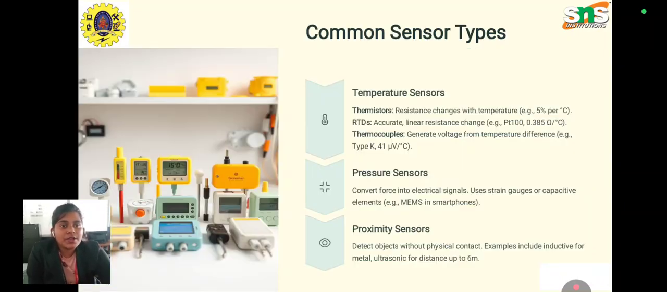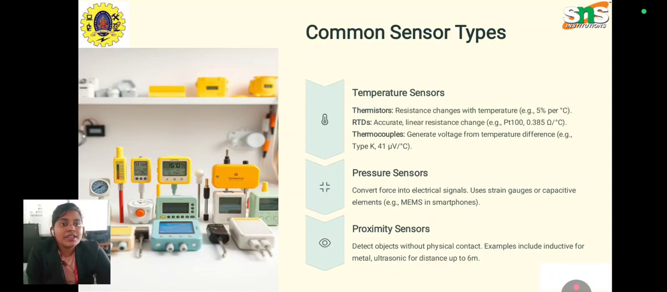Next are the common sensor types. There are many types of sensors, so let us look at a few common ones. First is the temperature sensor, which includes thermistors, RTDs and thermocouples. Next are pressure sensors, which convert force into electrical signals. And next is the proximity sensor, which detects the presence of objects without contact, like those in automatic doors. Each type has unique properties suitable for a specific environment.